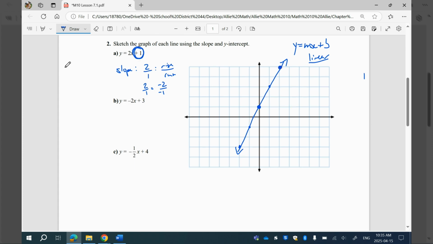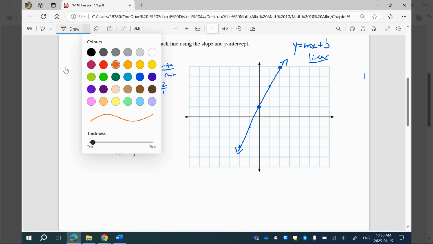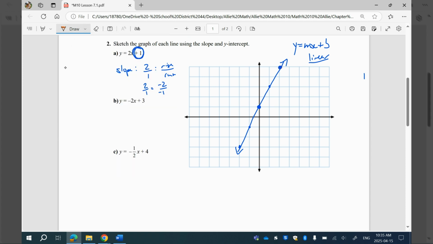Let's do the next one. I'll use a different color. Let's start always with our y-intercept, so we know for certain it's going to cross at positive 3. And then our slope, or m, equals negative 2 over 1. And remember, if we have a positive slope, it's going to move in the check mark way. This has a negative slope, so it's not going to move in the check mark way.